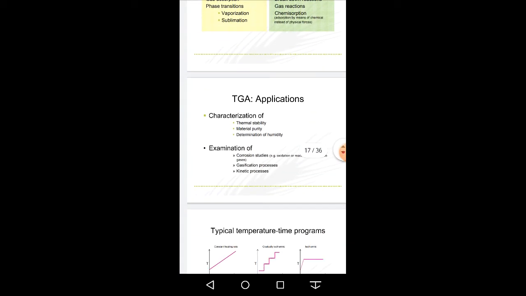TGA applications. TGA can be used for the characterization of thermal stability, material purity, and determination of humidity. It is a very good analysis method through which we can obtain different information about a particle, like thermal stability, that is, to which extent it can absorb the heat, and material purity. Okay, if we know the curve of a known material, and then we have an unknown material, and we plot its curve, we can get information about the purity.